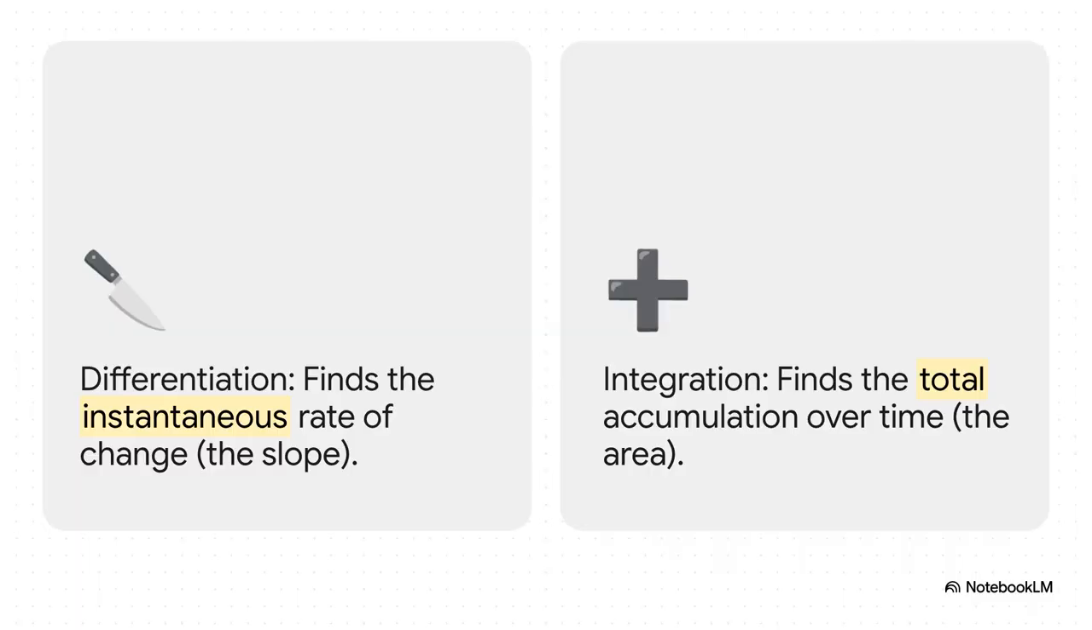Let's just lock this in, because it's so important. Differentiation slices things up. It zooms in to find the rate of change at one single moment, the slope. Integration, its inverse, does the opposite. It sums all those moments up to find the total accumulation over time, the area. They are truly two sides of the very same coin.